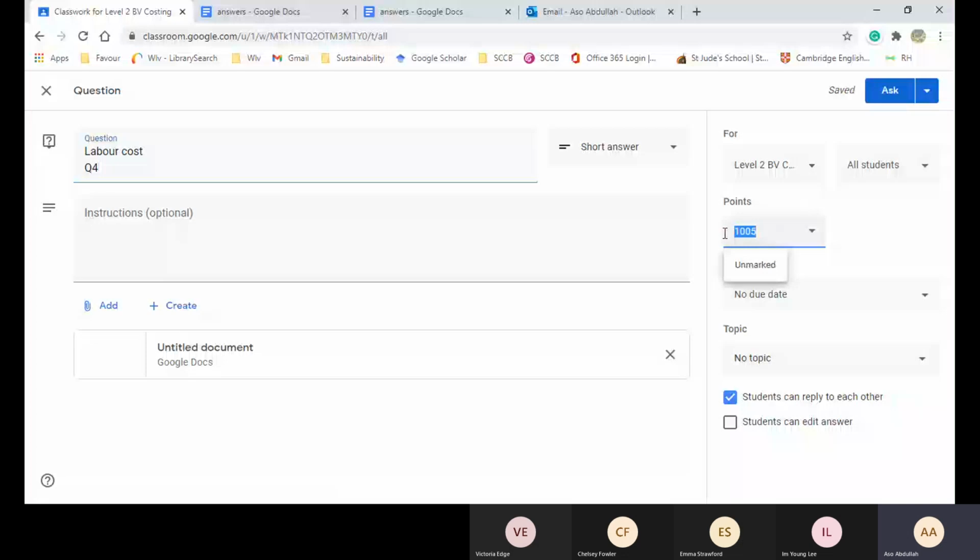So we have 4 questions so far relating to labor cost. Question 1, 2, 3, and 4. If you're able to go through the question, solve it and submit your answer, then I will mark it for you.